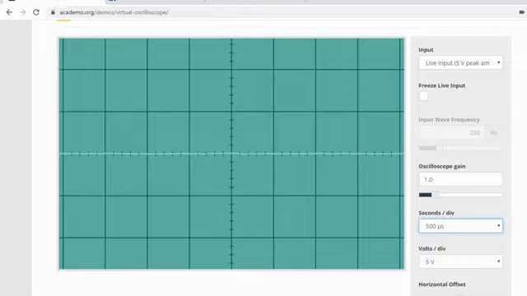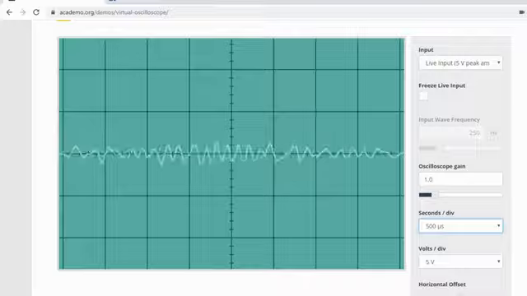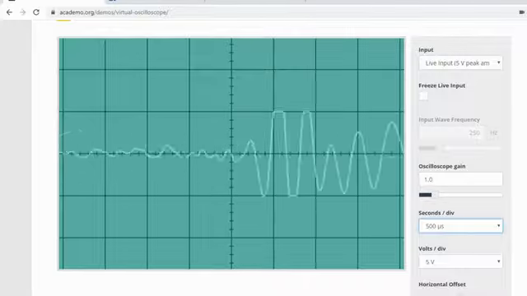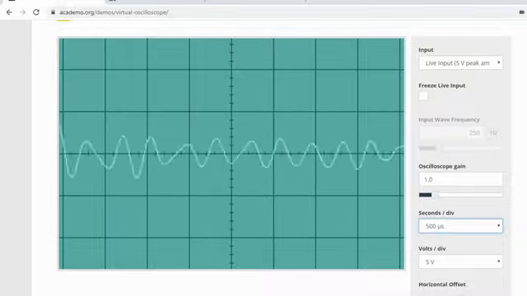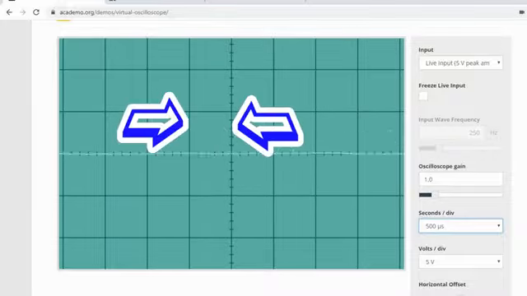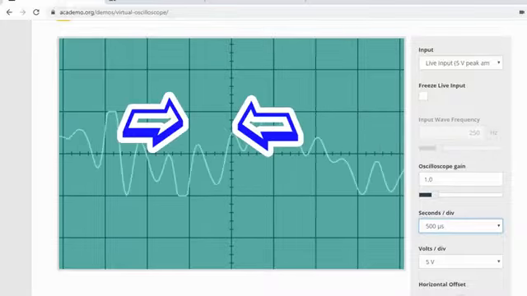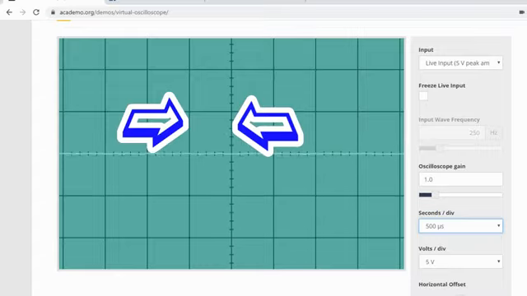There we go. Now what this seconds per division represents is the amount of time, that's right, time, that is represented between two vertical solid lines on the oscilloscope. So the distance across one square represents 500 microseconds worth of time.